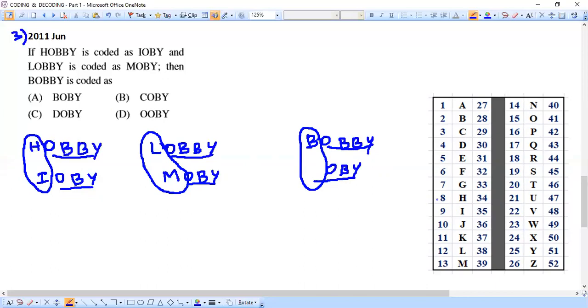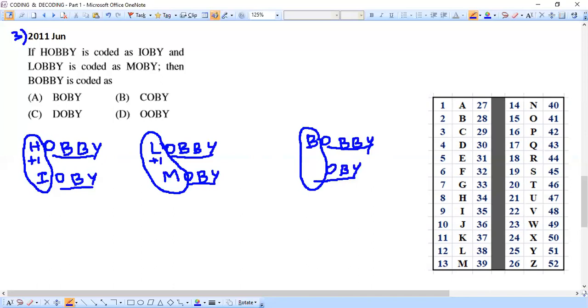Is it or not? So H is the 8th position and I is the 9th position. So it's very simple for us to say they have just done +1. They have moved to the next letter. That's it, right? So it is like +1. Come here, what they have done: L is coded as M. And again, if you come to the list, L is the 12th letter, M is the 13th letter. Here again, they are just moving one position in the forward direction, that is again +1.